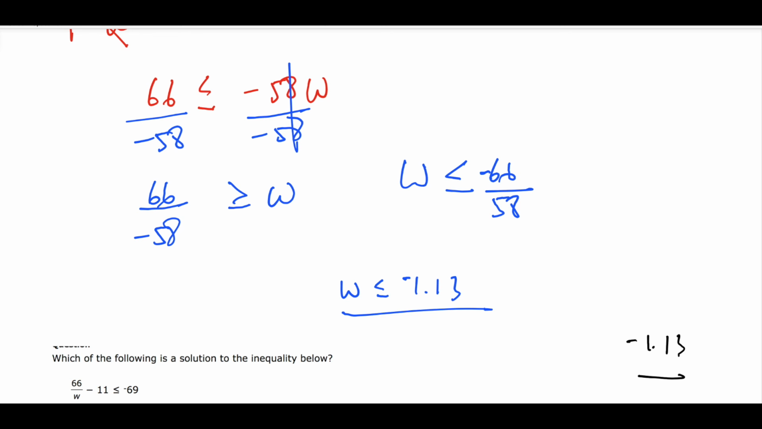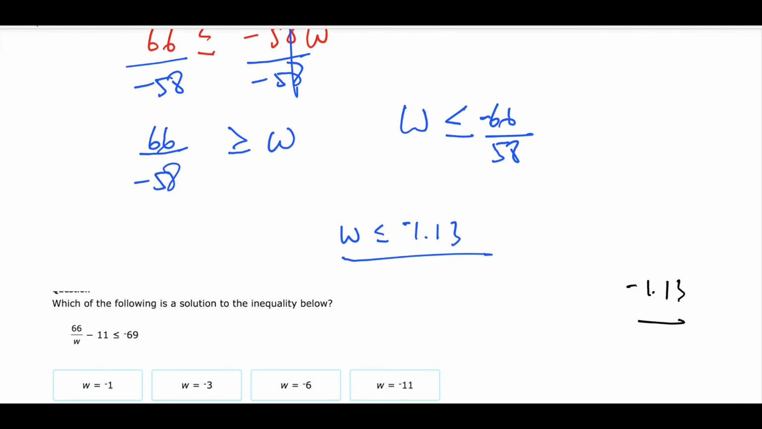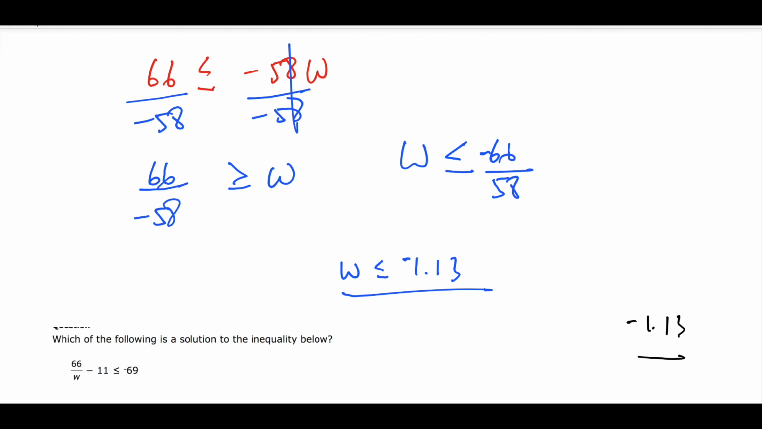Yeah. So W is a range of numbers. W is not going to be one number. So our answer here is W is less than or equal to negative 1.13. If this is 0 and this is negative 1.13, any of these numbers can be W. So it can't be 0. 0 would make it wrong. If you plug in 0, you get 66 is less than or equal to 0, which is not true.